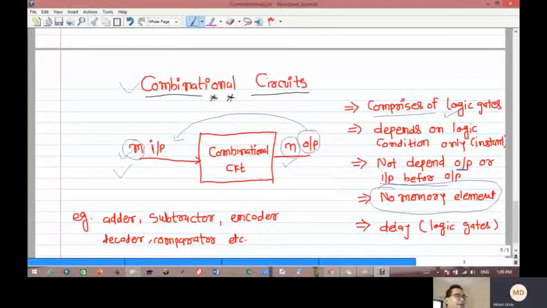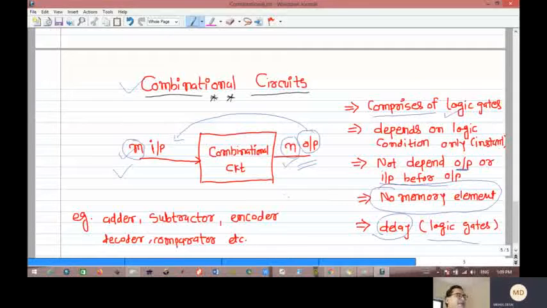Because there is no memory element and no processing element, whatever delay occurs between input and output is only because of the logic gates. To perform the operation, the amount of time the logic gate requires is the amount of delay needed.